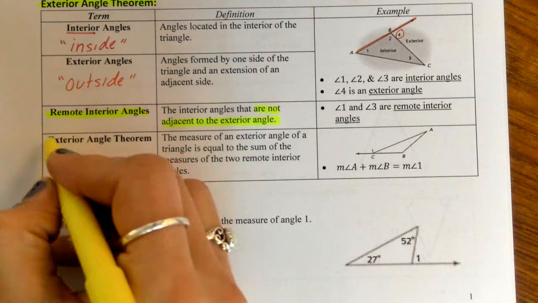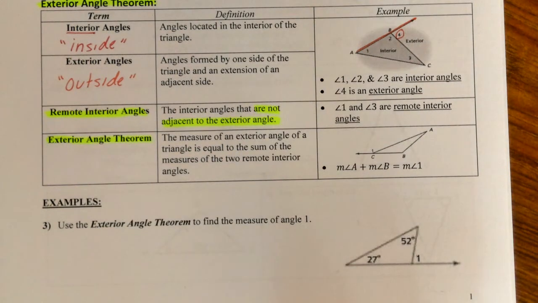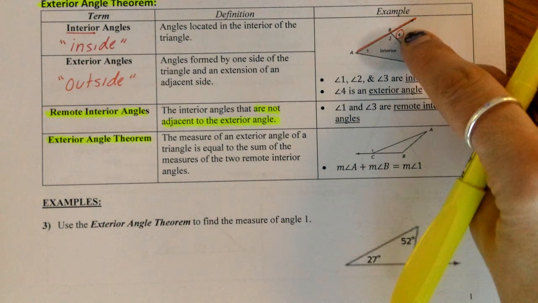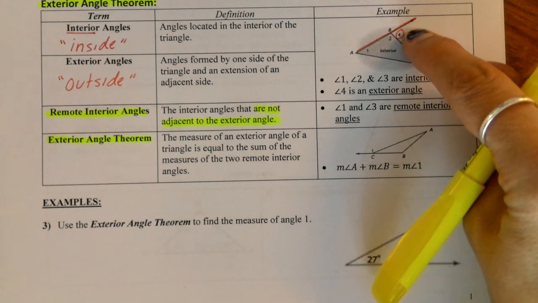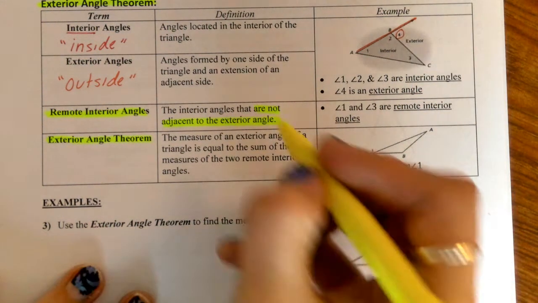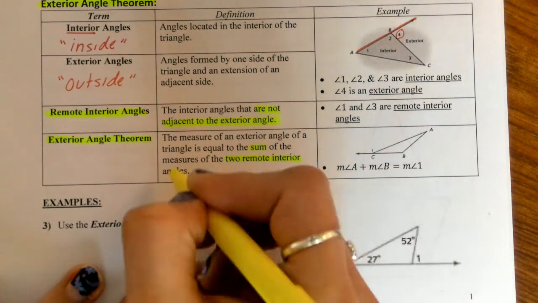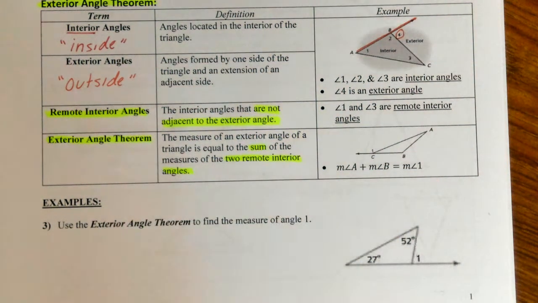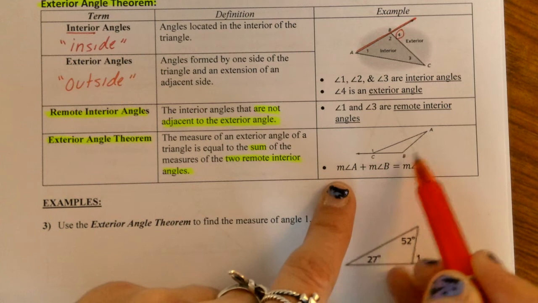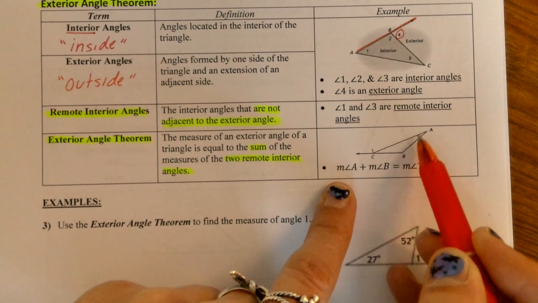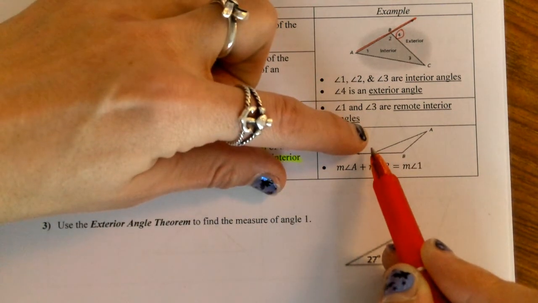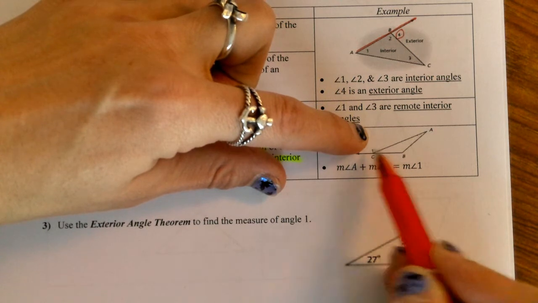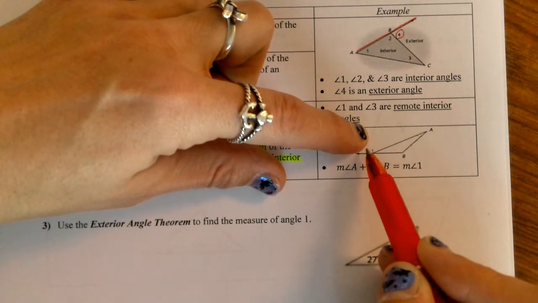So what your exterior angle theorem is saying is that the measure of this exterior angle, angle 4 over here, is going to be equal to the sum of your remote interior. So you're going to take your two remote interior angles and add them together. Here you see that if you take angle A and angle B, the two angles that do not touch or are detached from your exterior angle, you add them together and that's going to equal over here.